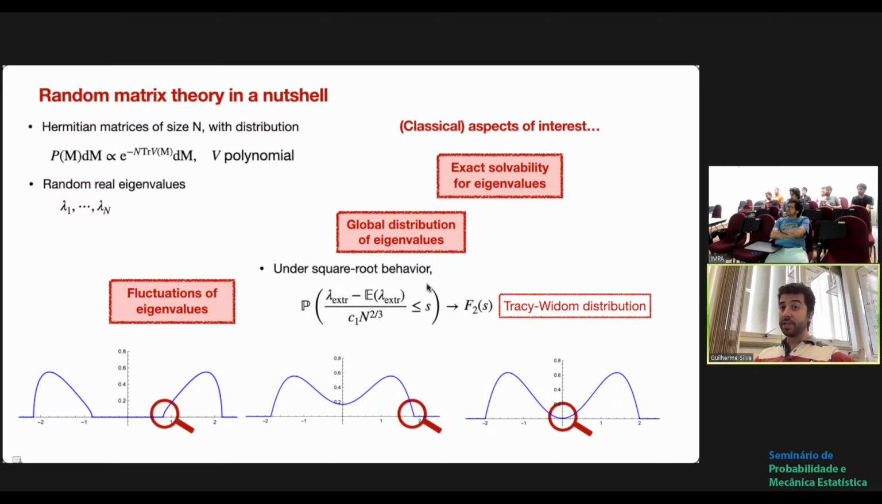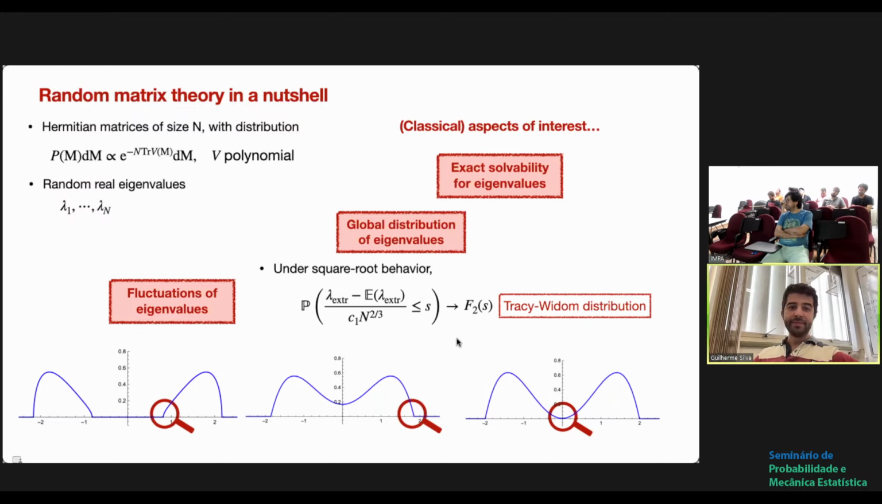And this result, as I told you, is really universal, in the sense that whenever you have a certain extremal statistic for eigenvalues in this Hermitian matrix model, and the density of eigenvalues vanishes as a square root, which is the generic case in the topological sense, then the corresponding central limit theorem for the fluctuations of the extremal eigenvalue has as a limit the Tracy-Widom distribution.